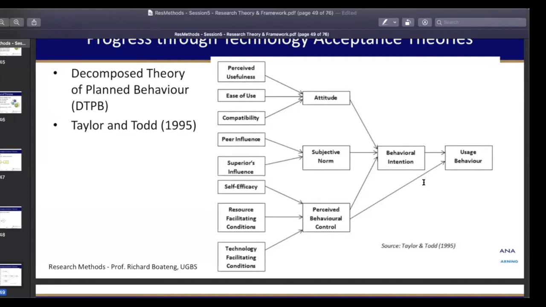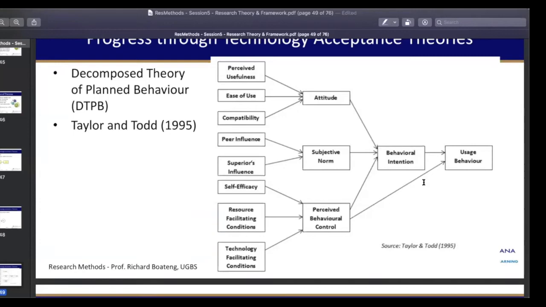Okay. Then perceived behavioral control, which is situational impediment, starts from self-efficacy, a person's own assessment of himself, and then resource facilitating conditions like money, what can give you the resource, and then technology facilitating conditions, which has to do with skills and so on. So he has three of them coming here. He is saying that these three inform perceived behavioral control, and they go on to inform what you are seeing here. So he has decomposed the theory of planned behavior for technology or technology-related studies. Somebody can also decompose it for a different type of study.